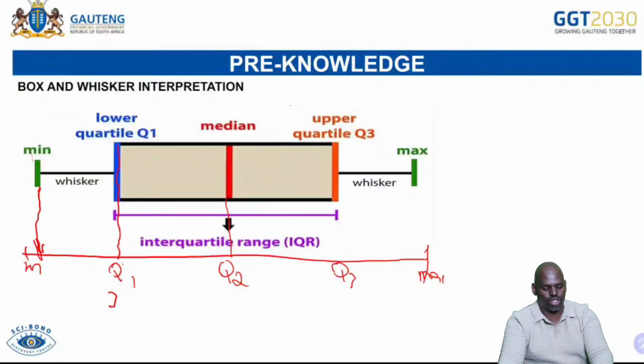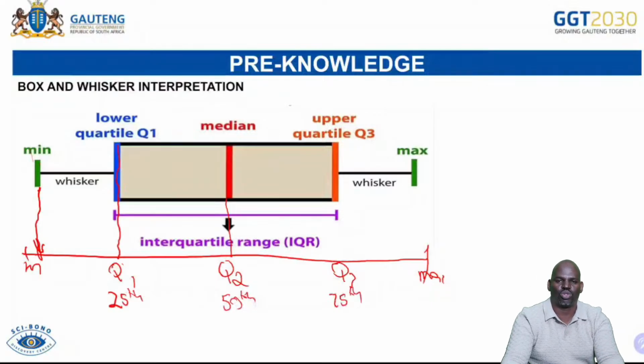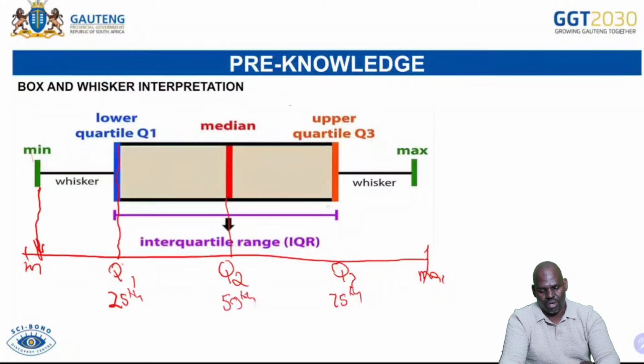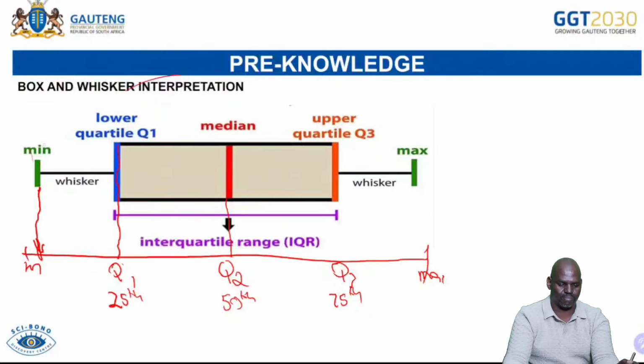In some cases, we say this is 25th percentile, and this is 50th percentile, and this is 75th percentile. If the examiner asks you for the 75th percentile, then you must know that it is the same as quartile 3. If the examiner asks you for the 50th percentile, it's the same as quartile 2 or median. But in most cases, the box and whisker goes with the number line. If it doesn't go with the number line, the values will be indicated on the box and whisker. So it's very important to know the picture of a box and whisker plot.